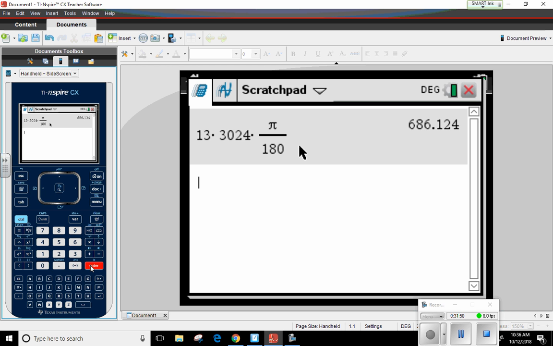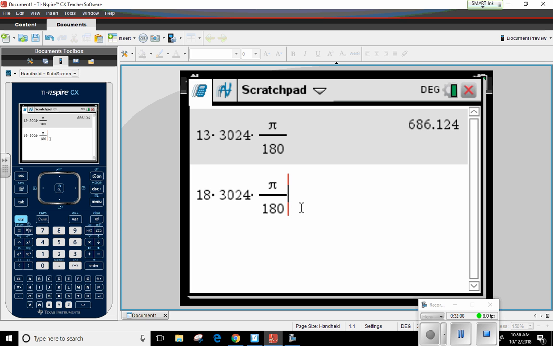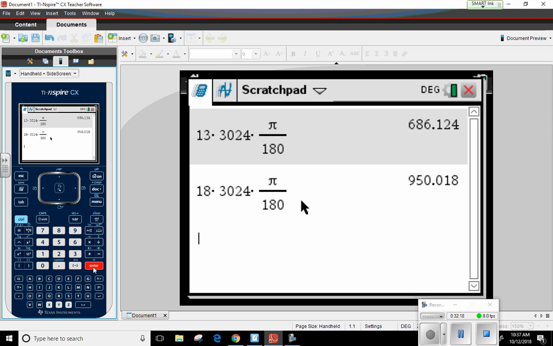A second rider seated 18 feet away. So I'm going to do the exact same thing. I'm just going to replace what? Yeah, just replace that 13 with 18. So I'm going to highlight it, push enter. That way I don't have to retype the entire thing. I'm going to change the one little part I need. So if a person is seated 18 feet from the center, how far will he or she travel? Press enter. 950 feet. There we go. Jack is absolutely right.